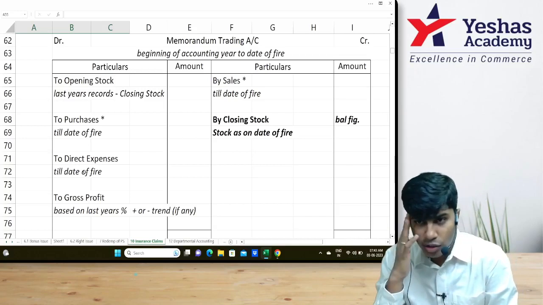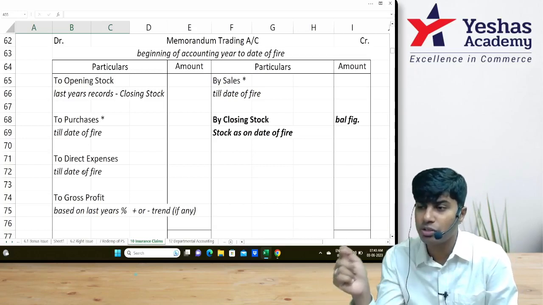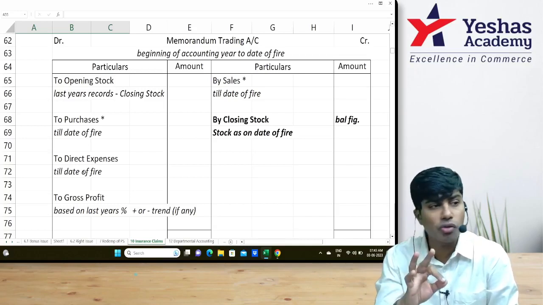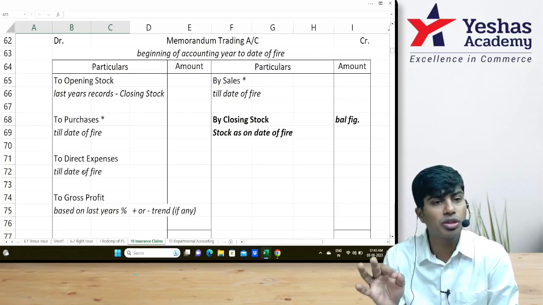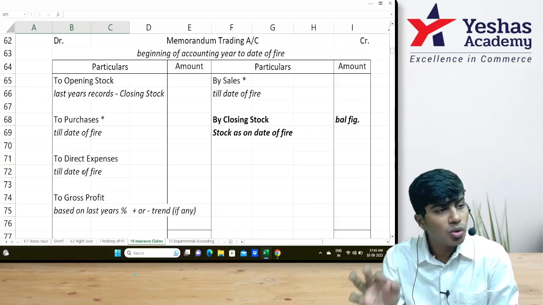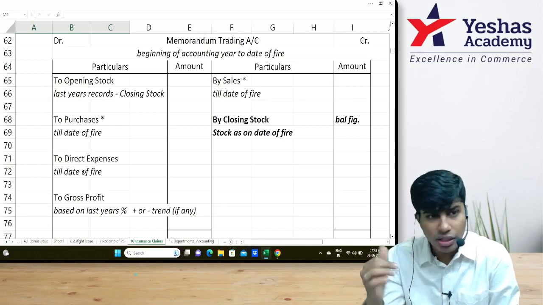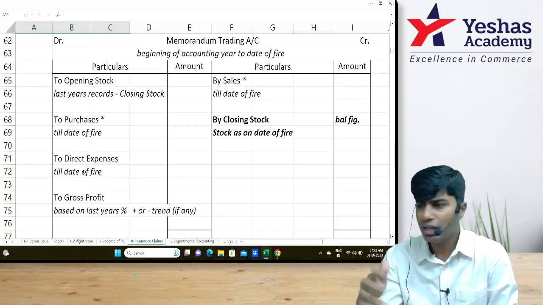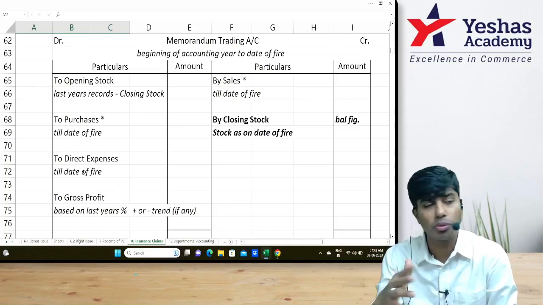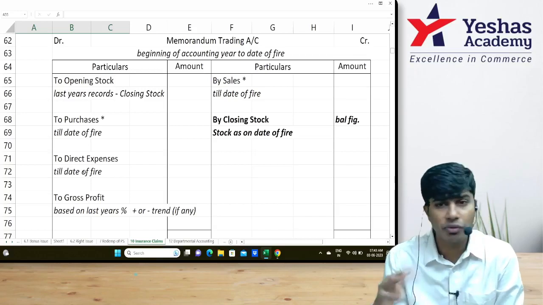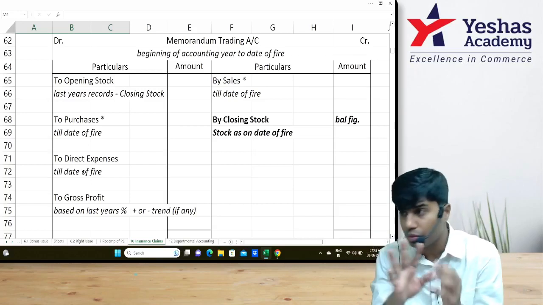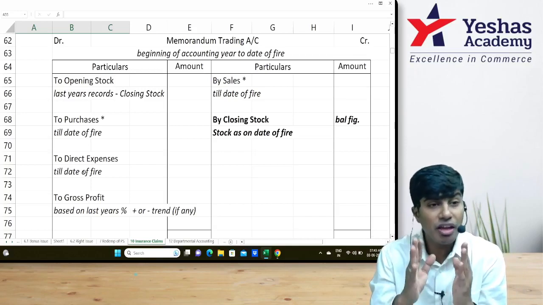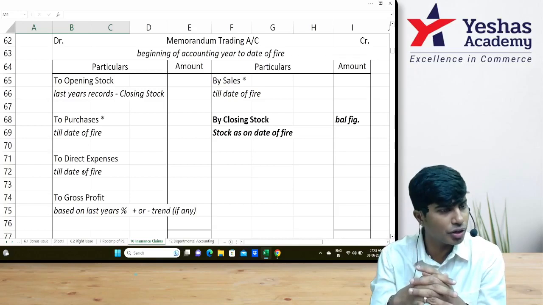When we prepare this, we need to remember the objective is not profit, the objective is to find stock. And when we say stock, it is the stock we possess, not the stock we own. We don't care about ownership. All that we care about is possession of the goods. If you have the possession, it has to come in memorandum trading. If you don't have the possession, you don't have to write it here. It doesn't matter whether it is goods sent on approval or sale or return, consignment, goods sold but invoice not given, or goods purchased but invoice not received. We don't care. All that matters is, do you have the physical possession of goods? If you do have it, it should be part of your stock as on date of fire.